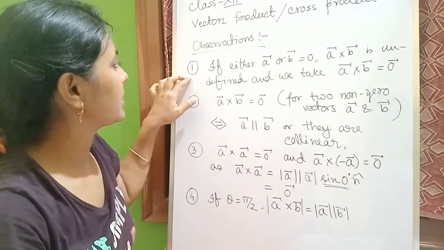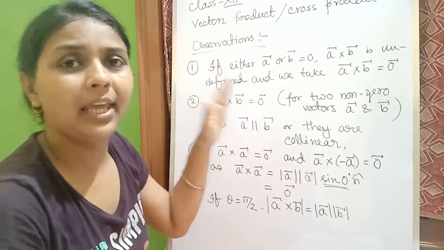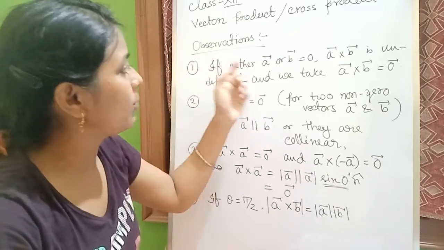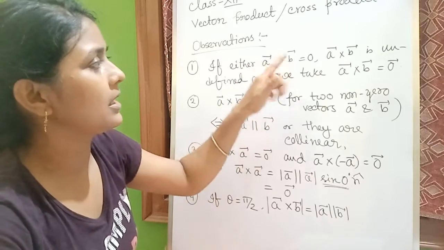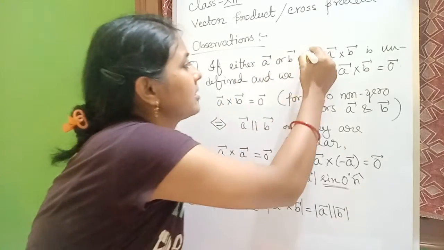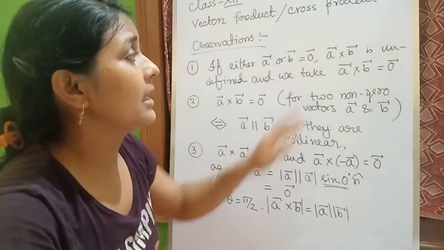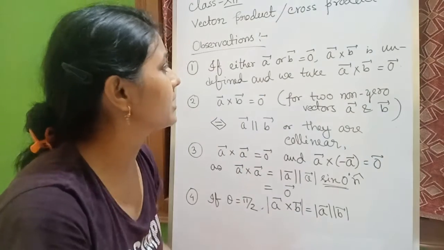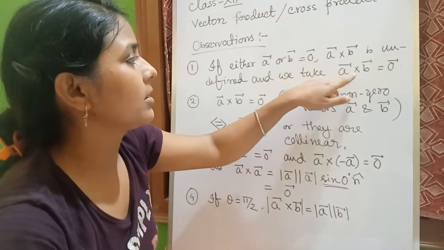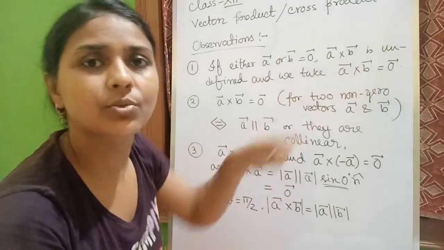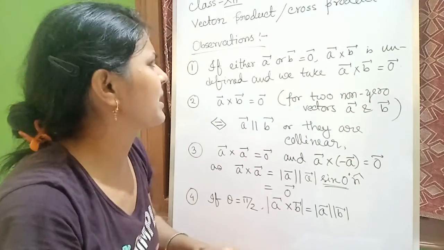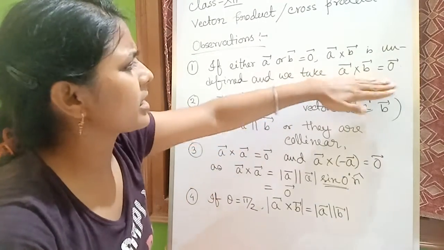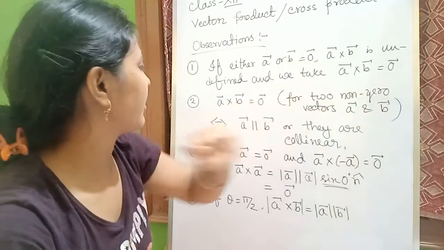Observation number 1: for A cross B, if either A or B is the zero vector, then A cross B is undefined, and in this case we take A vector cross B vector equal to the zero vector. Because this is a trivial case, that's why we take it as the zero vector.